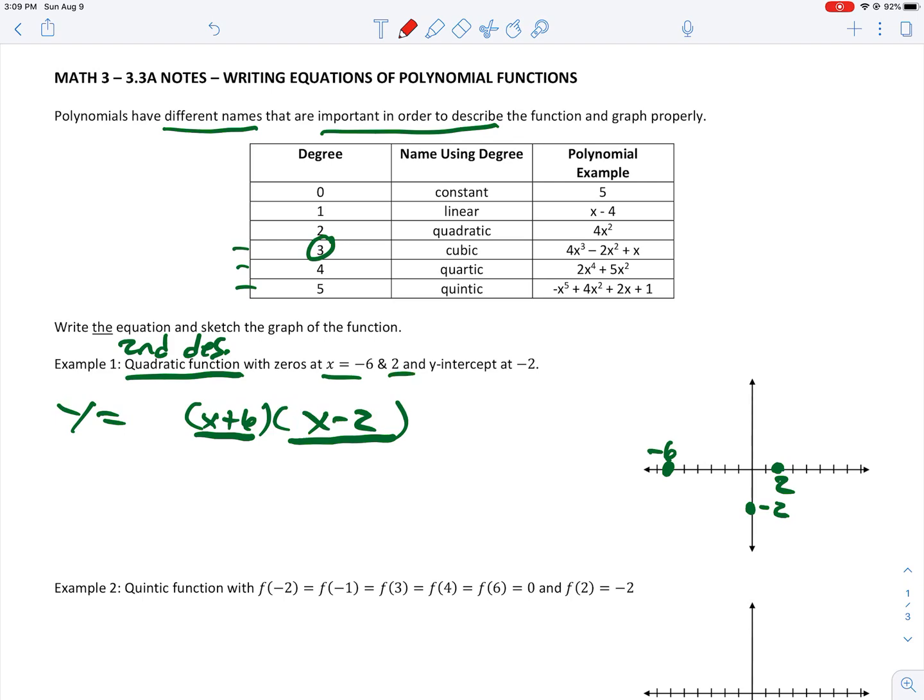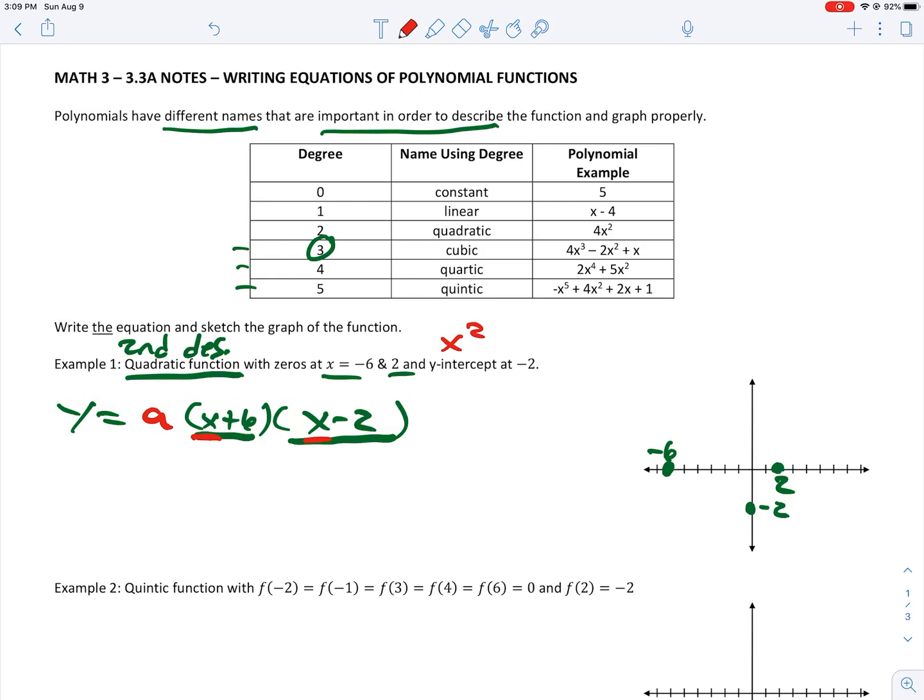Okay, and it should be the 2nd degree. Right now we have x times x, which would give us x squared. So that is the 2nd degree, and we're good on that part. So now all I really need is a. I need this to figure out the end behavior. Do I start high or do I start low?